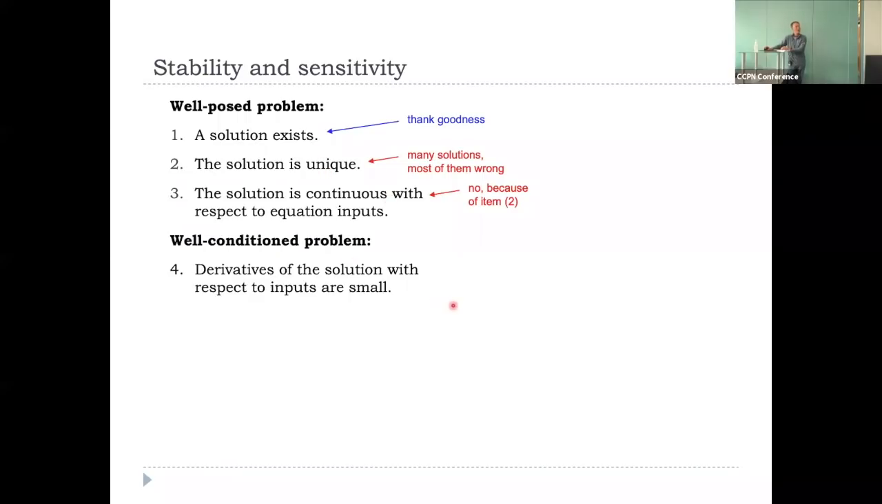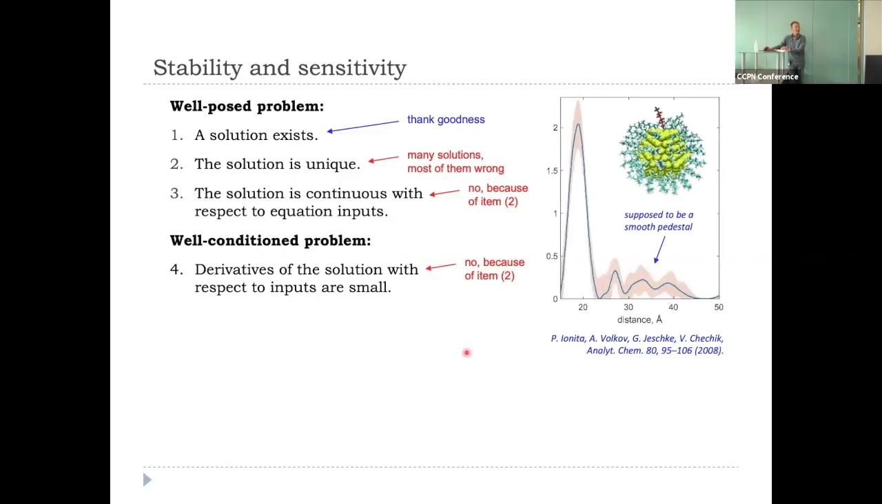And then a well-conditioned problem is additionally when the derivatives of the solutions with respect to the various parameters of the equation are small. And of course, for the same reason, if it's not continuous, then of course it cannot be differentiable. So it is not well-conditioned and it is not well-posed. And here's an example from catalysis.